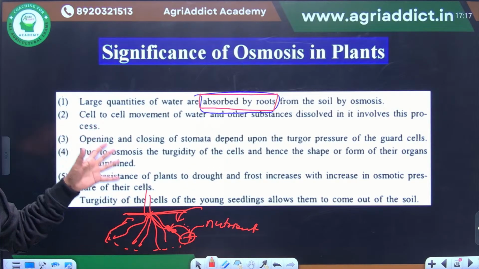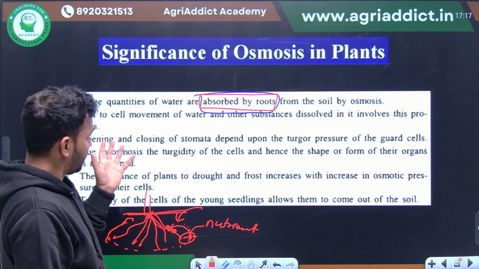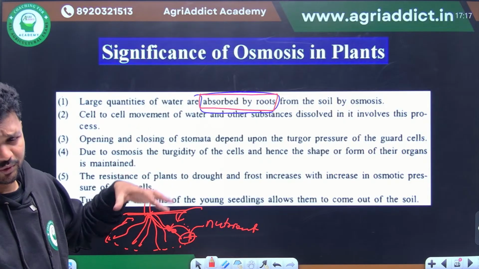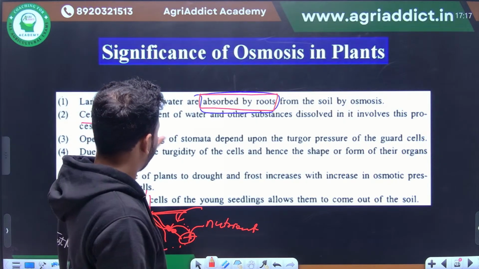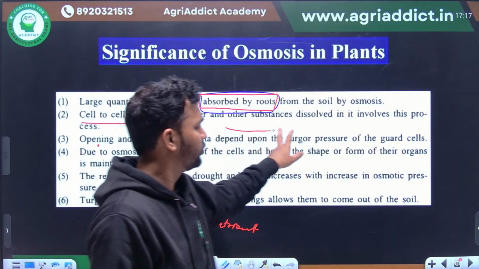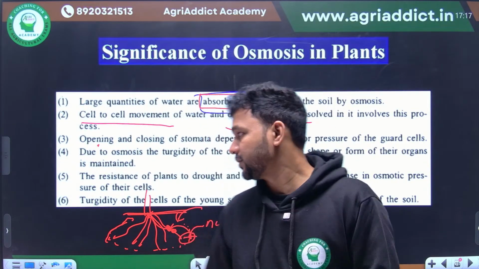Okay. So if osmosis is known, we can know the process of how the root absorbs water. Also cell to cell movement and the movement of other substances also occur by the process of osmosis.